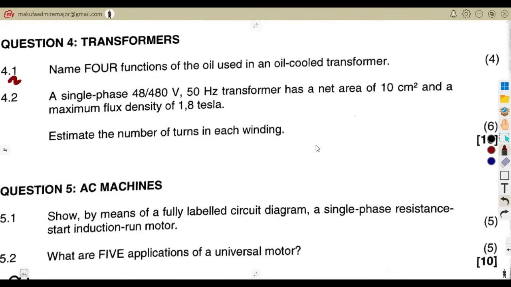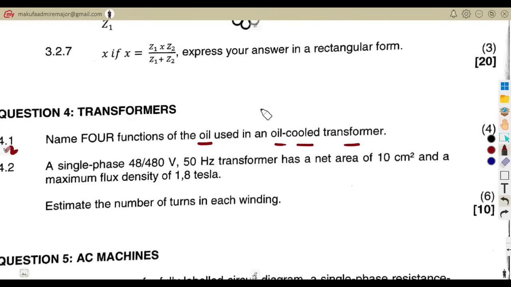Transformers, question number 4.1. Name 4 functions of oil used in an oil-cooled transformer. What are the functions as we are to use the oil in an oil-cooled transformer? What are the purposes? It serves as a coolant. The oil that is there is a coolant. So it serves as a coolant.